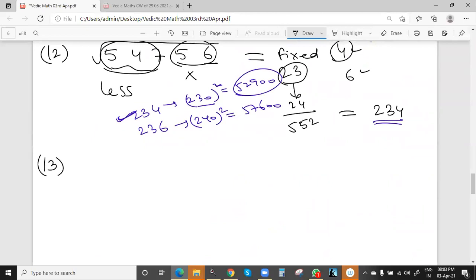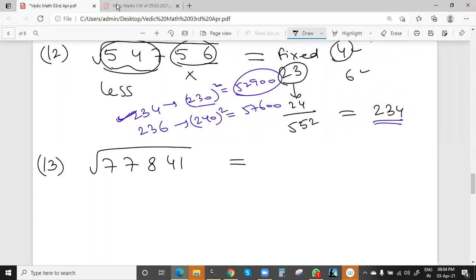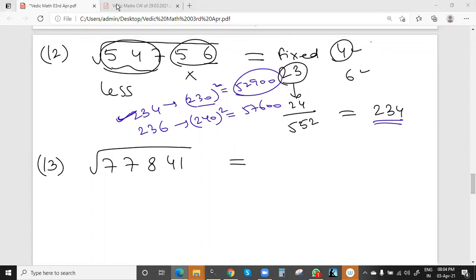13th number, the last two questions, 77841. Sir, it's 279. Okay. Good. 279 is the value. Everyone got the answer? Ananya correct, Mohammed right, Steve also correct, Darshan, Ashish right answer.